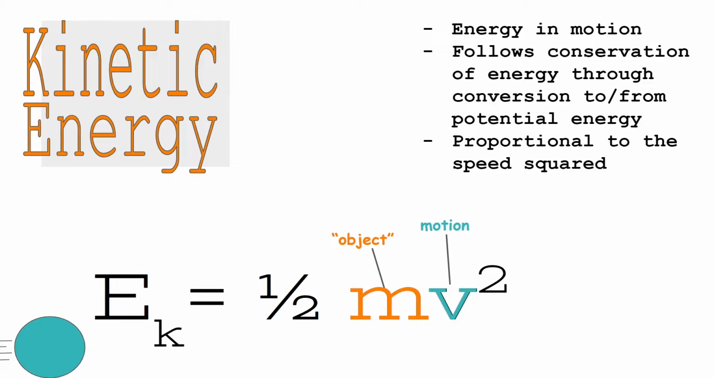And then a little bit about kinetic energy. The formula for kinetic energy is 1/2 mv squared, and it really tells us everything we need to know about kinetic energy. With m being the mass of an object, and v being the speed, which represents motion. So, really, kinetic energy is the energy in motion. Kinetic energy follows conservation of energy by being converted from or to potential energy. Kinetic energy, as we can also see once again from the formula, is proportional to the speed squared.